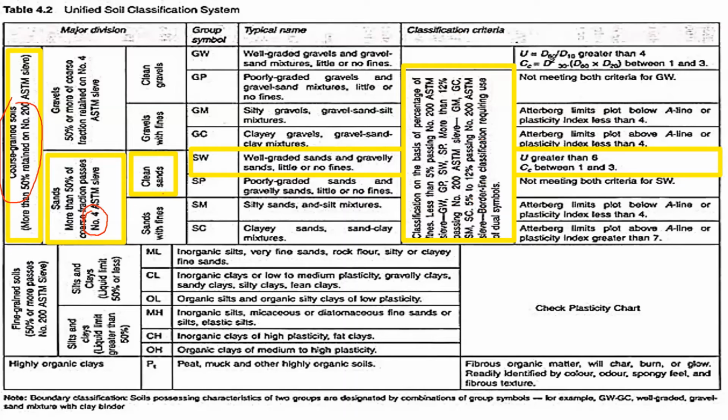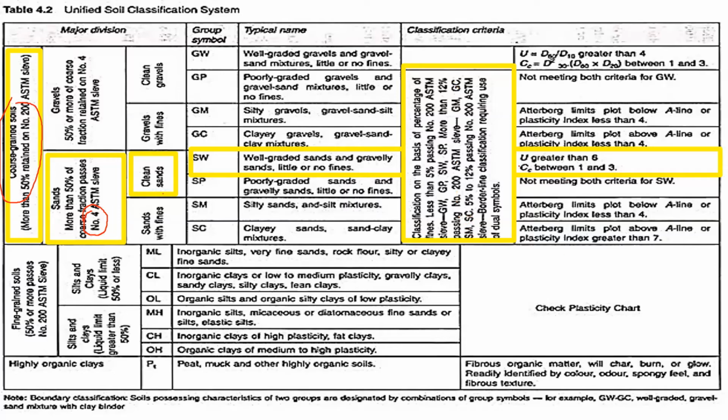It can be what? Let me check. It requires other symbols, dual symbols. And what are they? GM, GC, SM, SC. GM means gravelly silt, GC gravelly clay, SM means silty sand, and SC clayey sand.